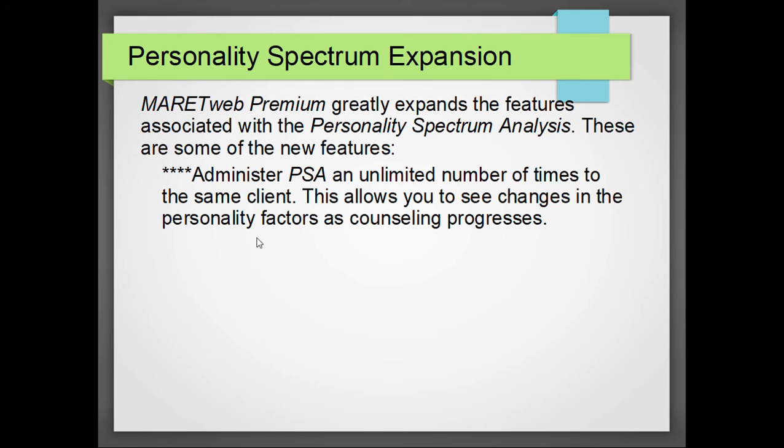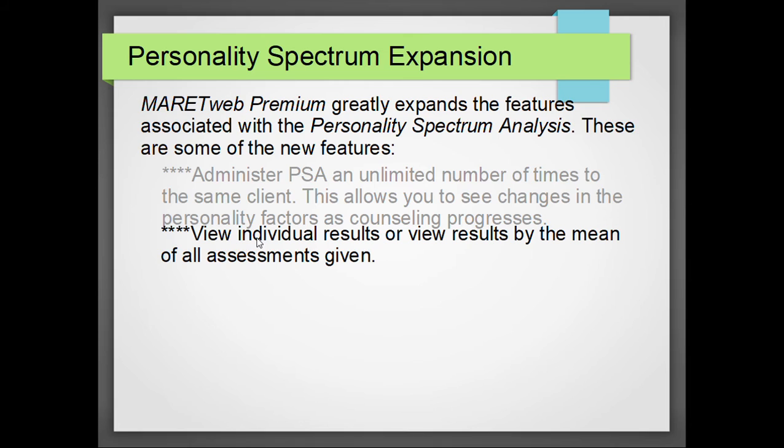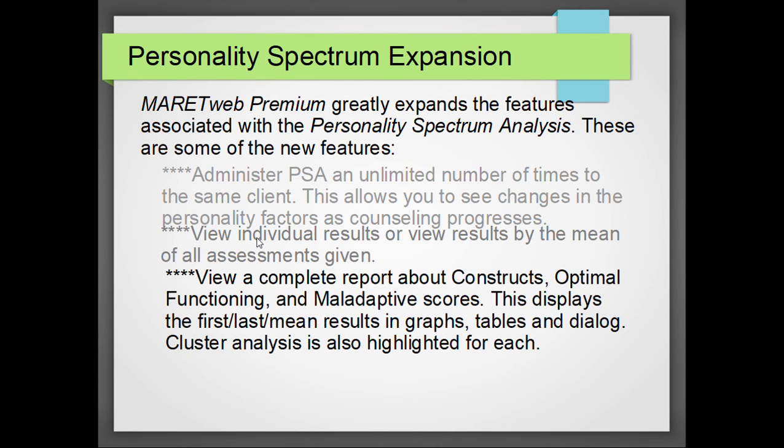Personality Spectrum. This has been one of our key assessments, and people have asked me to include the ability to record PSA more than one time. Many of you will recall that in the past you could record it only one time, and that was all. Now you can record it as many times as you want. You will see the power of doing that. You can view individual results, of course, but you can also view results that are combined into a mean. So it takes 10 assessments and combines them all into one score, and gives you a much bigger picture of where the person's at. You can view complete separate reports on constructs, optimal functioning, and maladaptive scores.